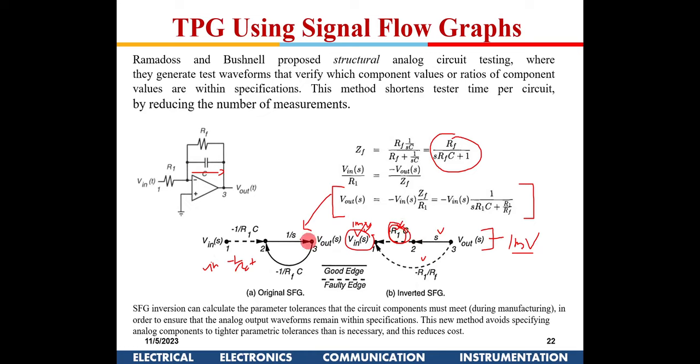What we are doing is, from the circuit we write the transfer function, and from the transfer function we make a graph, and this is a forward graph. Then you make a reverse graph, and we take the specifications here and find out what is V in. Then we induce the fault out here and find out the corresponding V in, so that will give me a test vector corresponding to that particular fault. So this is known as reverse ATPG using signal flow graphs, okay?